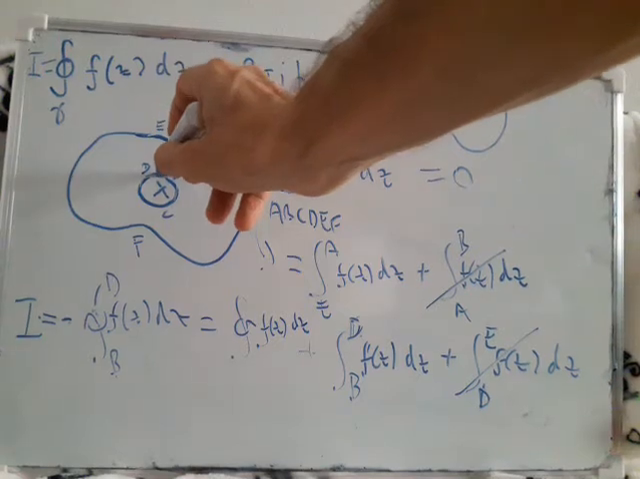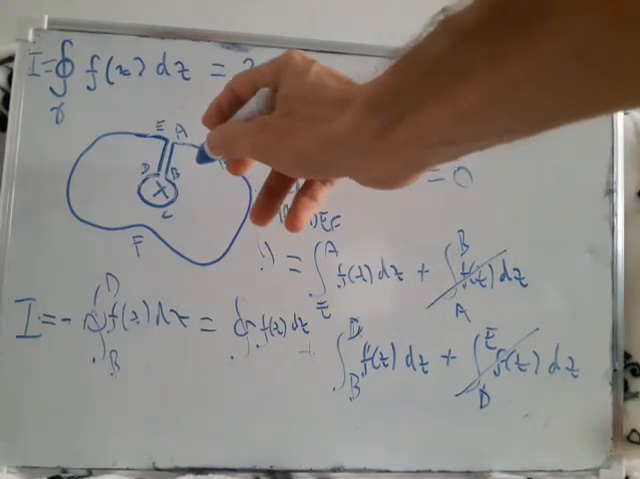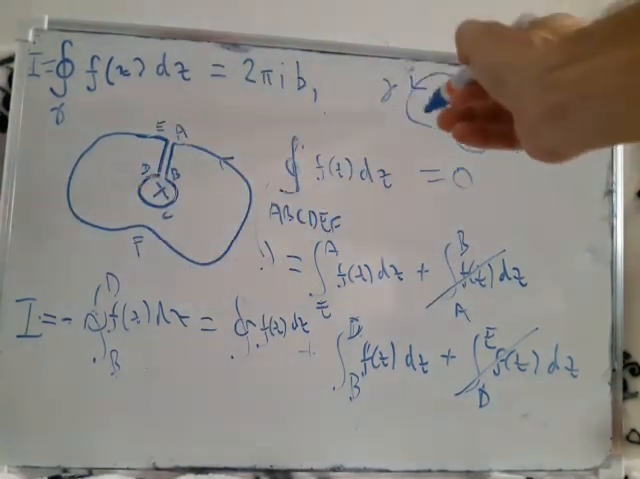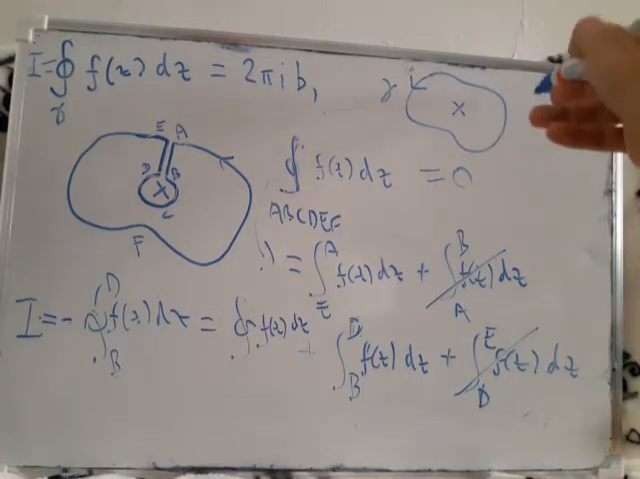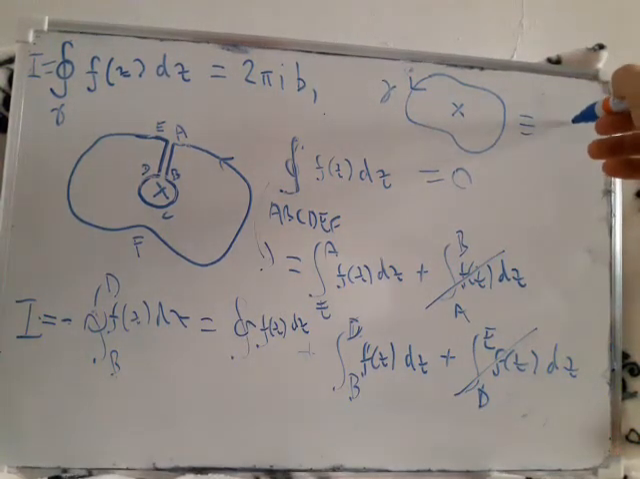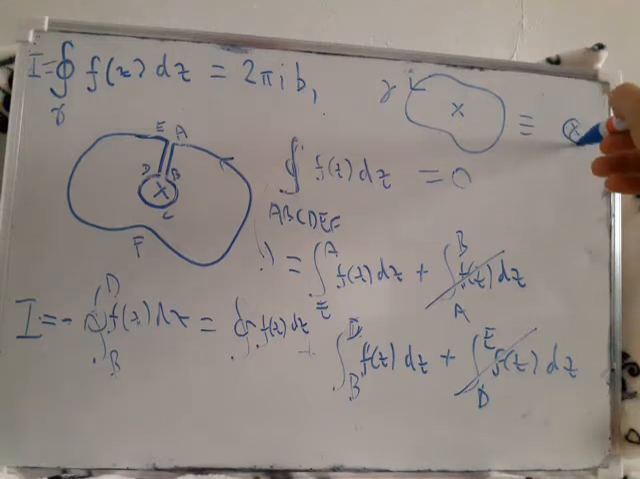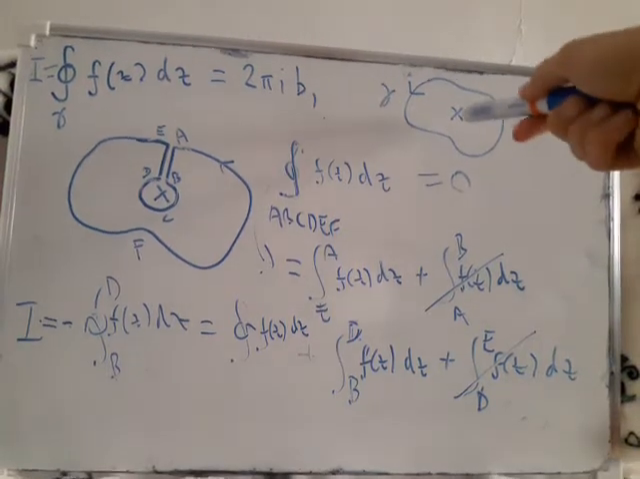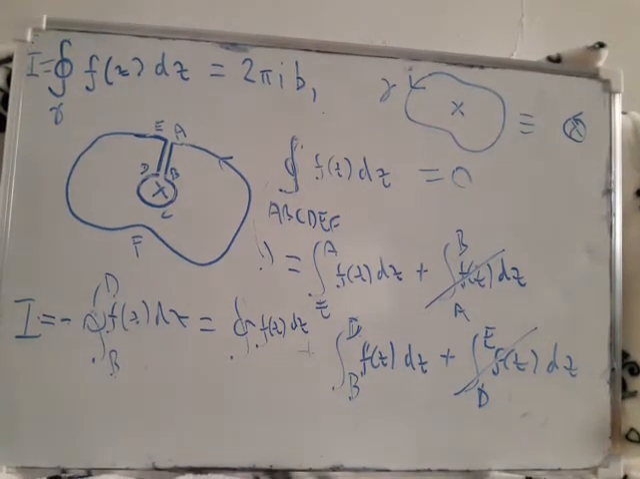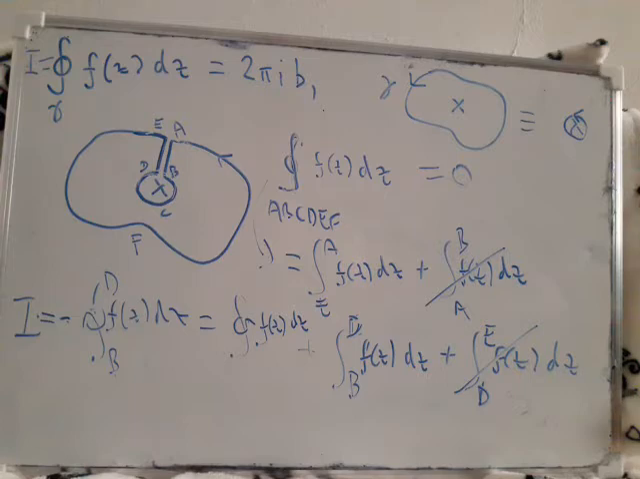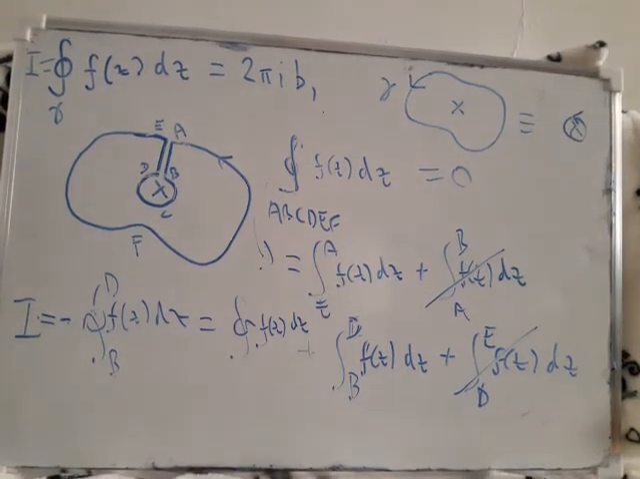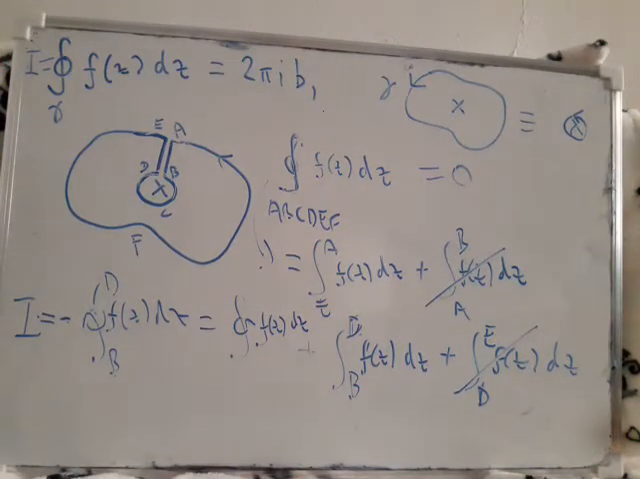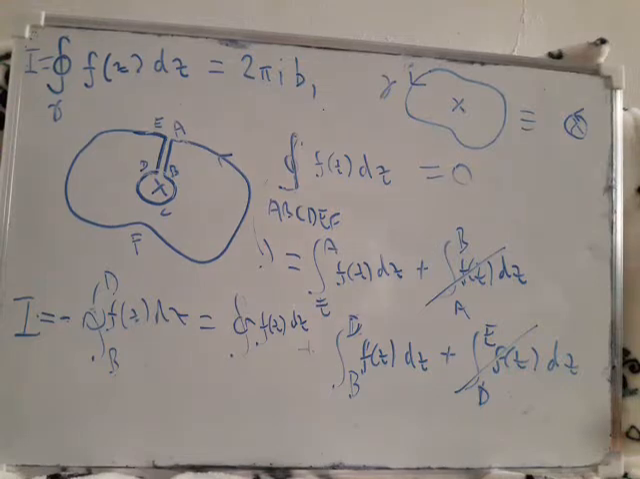So basically what we're saying is that the integral around this singularity is the same as if I just take a circular integral around the singularity. Effectively, I can shrink the contour so that I just get a circle surrounding the singularity. The integral will be the same.